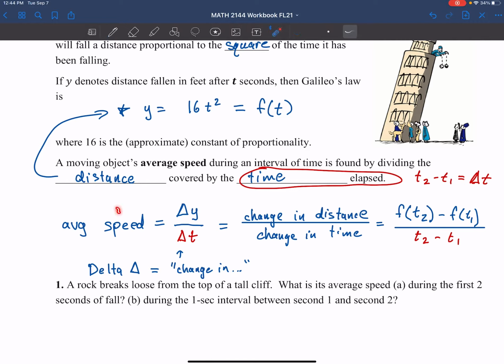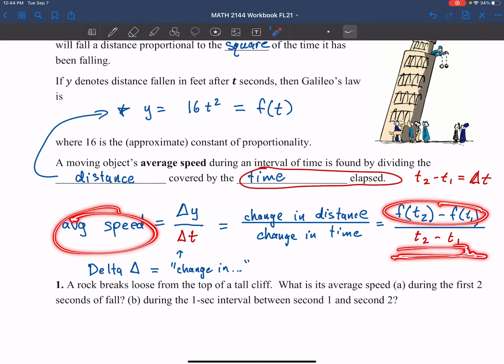So to find the average speed, you're literally just going to be using the slope formula: y2 minus y1 over x2 minus x1. In the context of our current situation, though, we have not x and y; we're using a function of t, and t is our input.